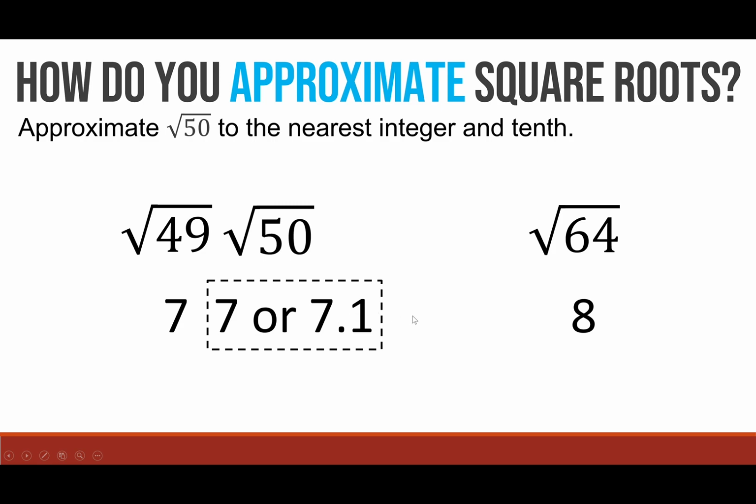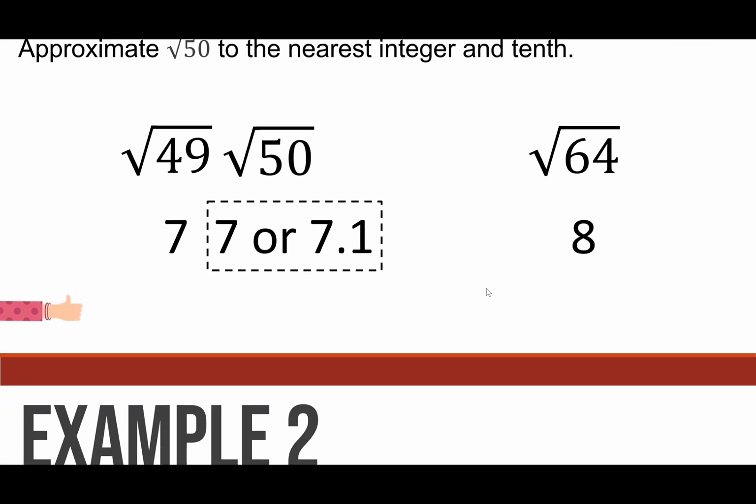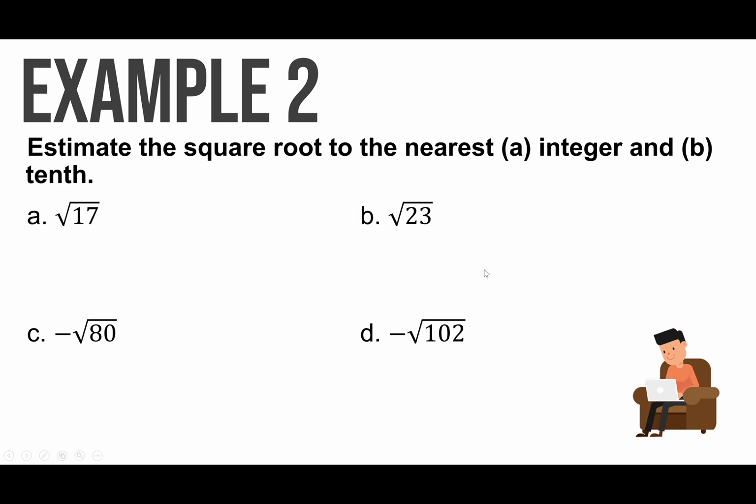Okay, let's do a couple problems and apply this strategy here. Okay. Oh, that's my little thumbs up. Are we cool? Yeah. Okay. All right. Here's example number 2. Let's estimate the square roots to the nearest integer and tenth. Same thing that we just did in the previous slide. So we have square root of 17.